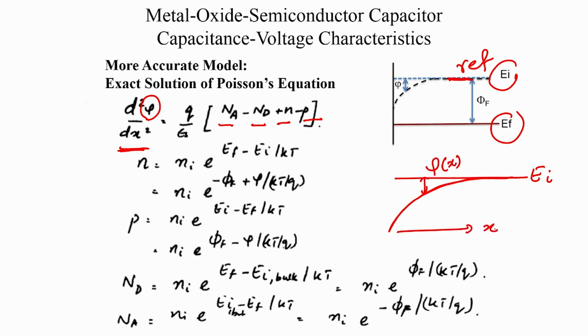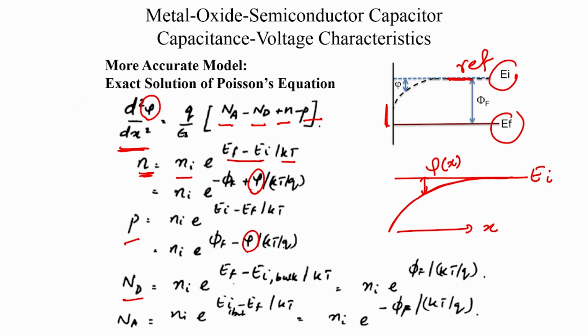As x varies, your phi varies. And what is EF minus EI? EF minus EI is an indicator of what n is. N is Ni times e to the power EF minus EI by kT, and EF minus EI can be written in terms of phi. Similarly, P can be written in terms of phi.